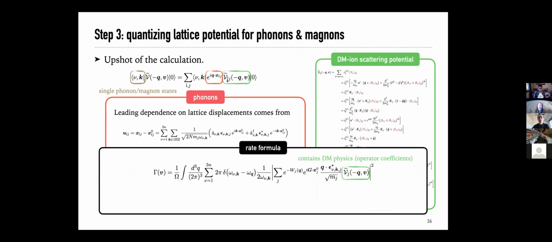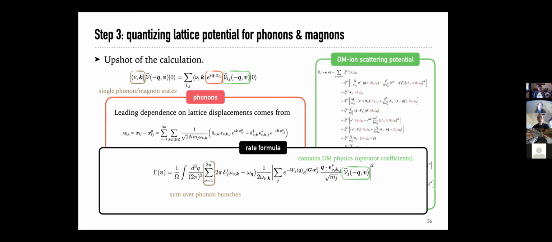Once we plug it in, and after some algebra, we derive the rate formula, which I show over here. First of all, there is this last factor that contains the dark matter couplings. This is the same as the effective potential you see in the background, but I'm removing the L label because I'm requiring the coupling to be coherent across the entire lattice. So the potential wouldn't depend on which cell you're looking at, but only on which type of ion you're coupling to.